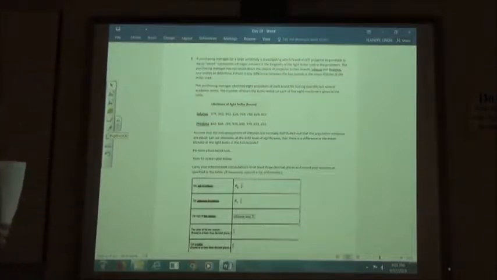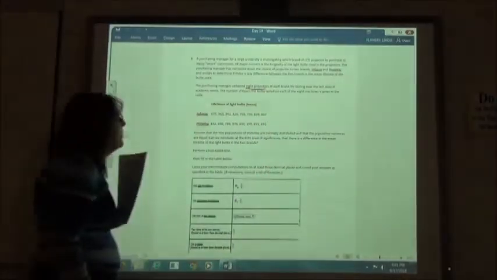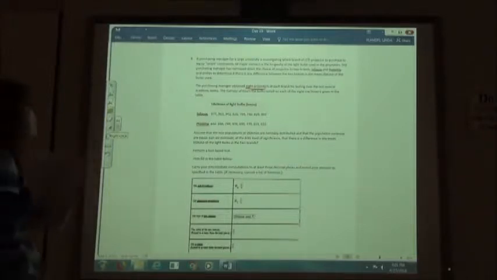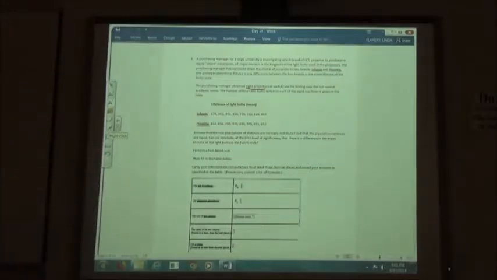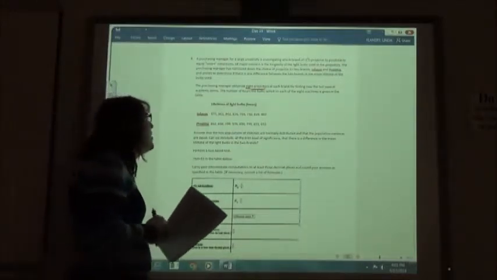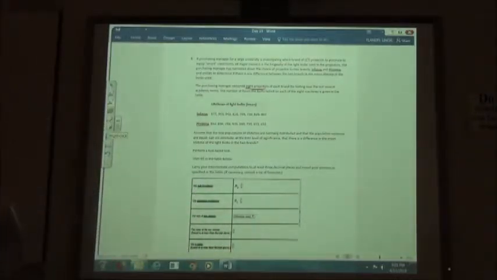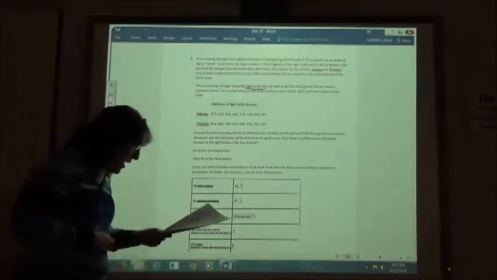The purchasing manager obtained 8 projectors of each brand. So we know we have 8 there. The number of hours the bulbs lasted in each of the 8 machines are given in my table. Assume the 2 populations of lifetimes are normally distributed and that the population variances are equal. Can we conclude at the 0.01 level of significance that there is a difference in the mean lifetimes?